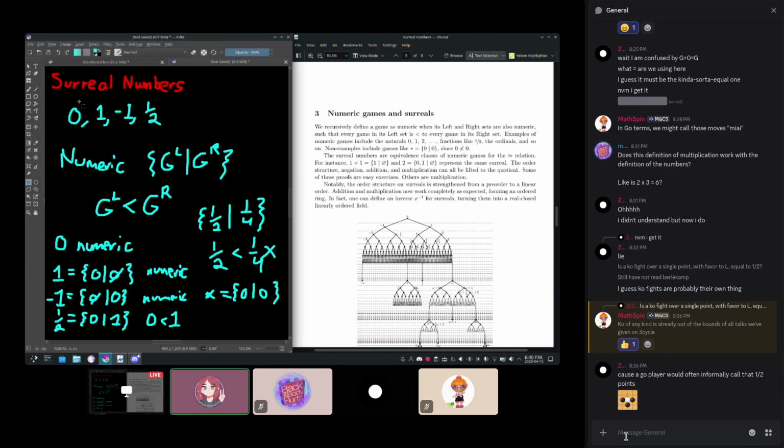And well, to explain what I mean by this, we already saw earlier that we can have numeric games that are order equivalent but not literally equal, and we had the example of {0, 1 | } and {1 | }. Both of these are order equivalent to the number 2, but they're not literally equal. So basically what you do in the surreal numbers is you say, well, actually they are now equal.